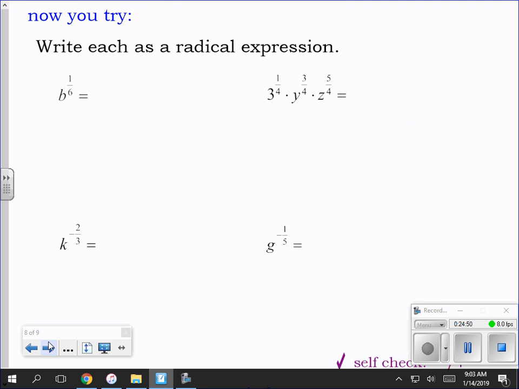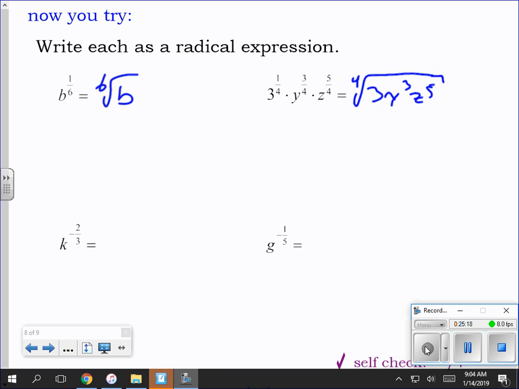Your turn, do those. Okay, let's go ahead and get this done. So the 6 in my denominator, 6th root of b to the first. We don't write the 1 unless we have to. These are all 4 in our denominator, so it's the 4th root of 3 to the first, y cubed, z to the 5th.